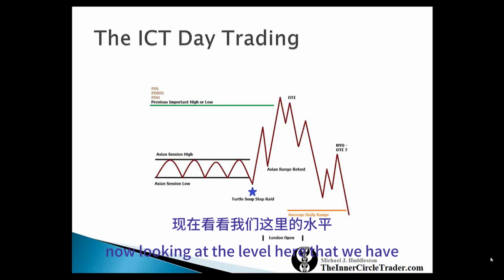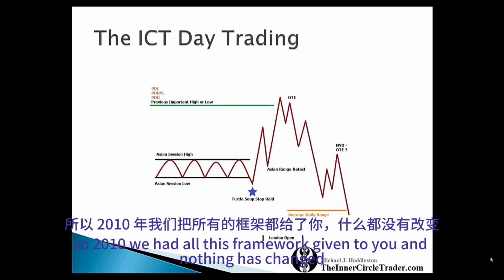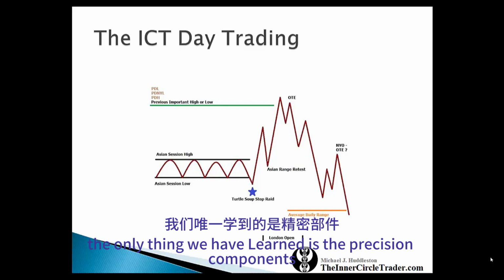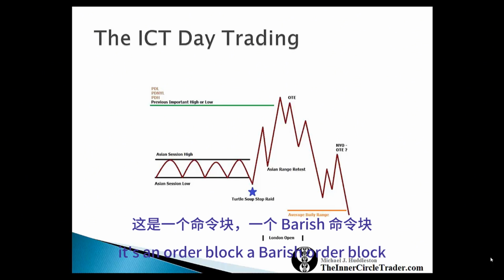Now, looking at the level here that we have, it is a green level. This is again the same graphic that I have from 2010. So in 2010, we had all this framework given to you, and nothing has changed. The only thing we have learned is the precision components that make up that previous important high or low. It's an order block, a bearish order block.